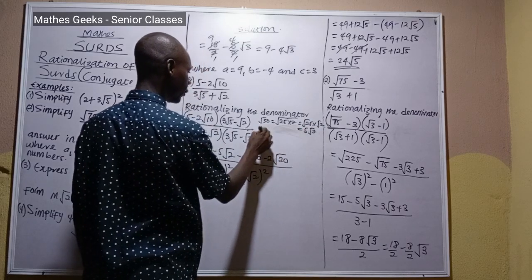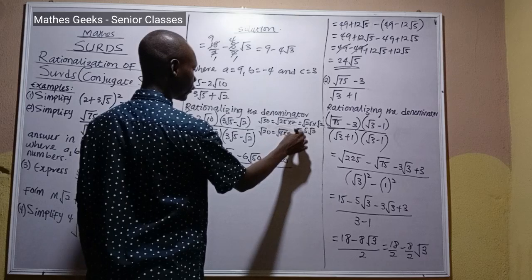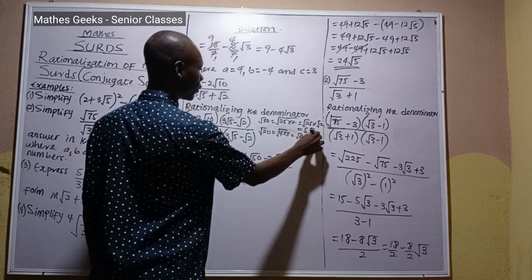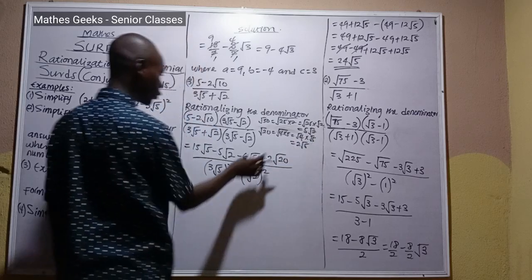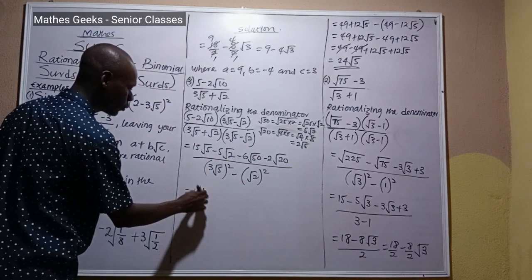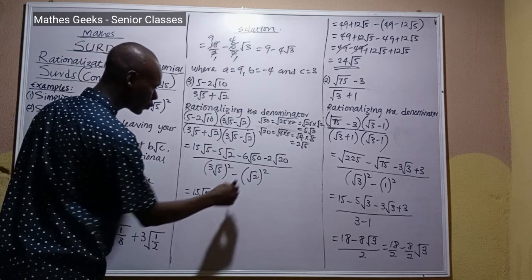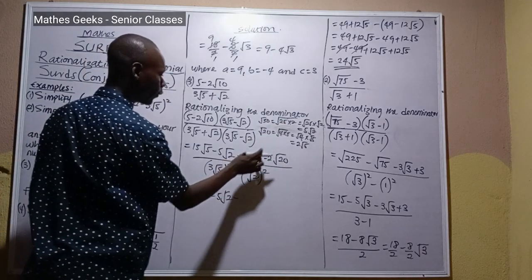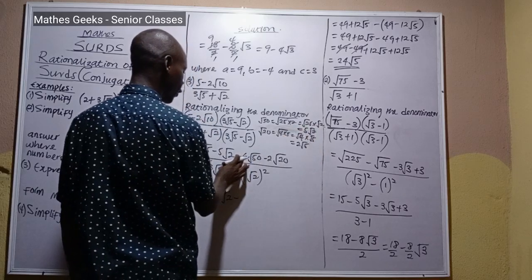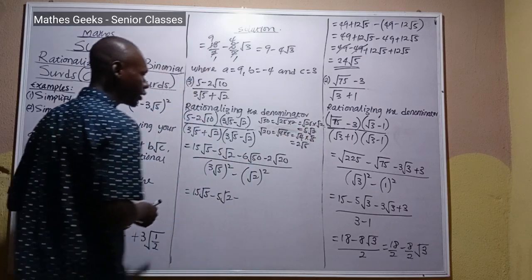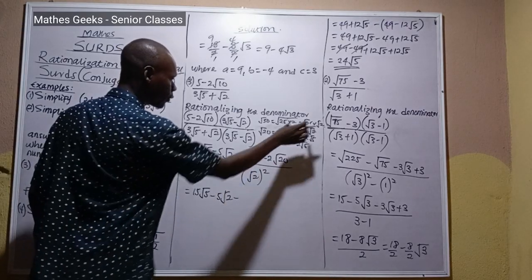For root 20, that is equal to root 4 times 5, which is equal to root 4 times root 5. The square root of 4 is 2, so we get 2 root 5. So I'm going to rewrite it. So 15 root 5 minus 5 root 2 minus 6 root 50 is 5 root 2. So 5 times 6 will give me 30. So that will give us 30 root 2, because root 50 itself is 5 root 2.